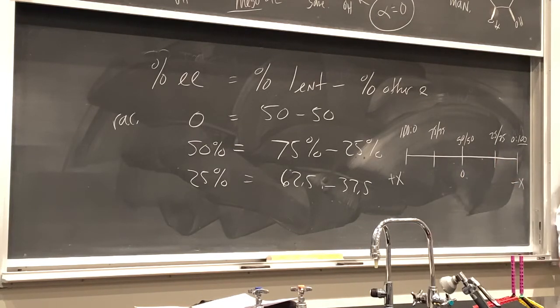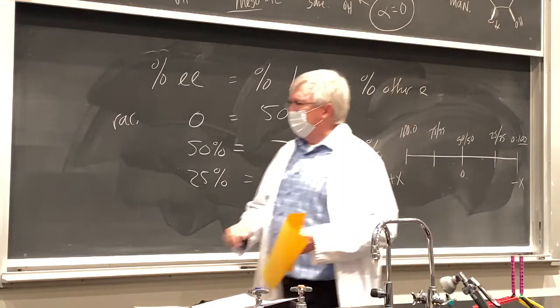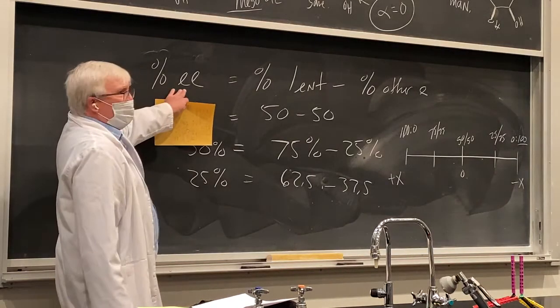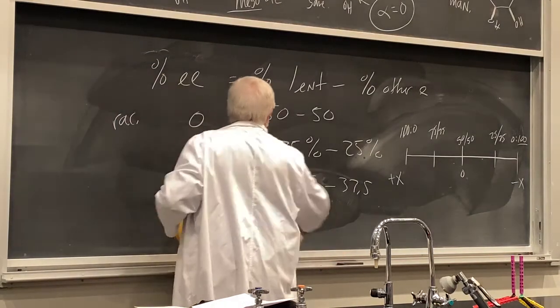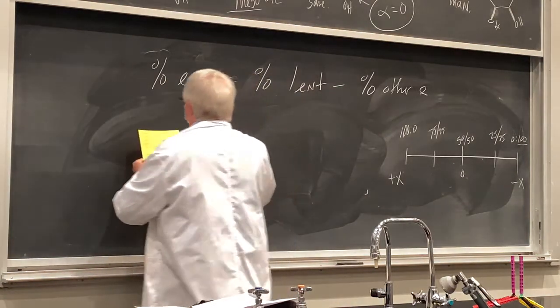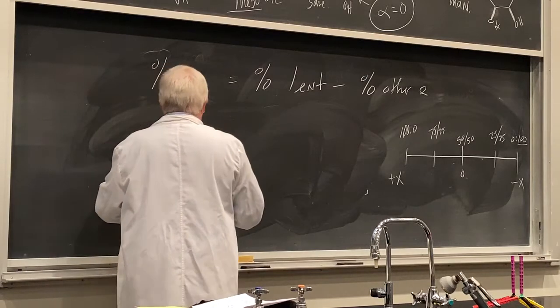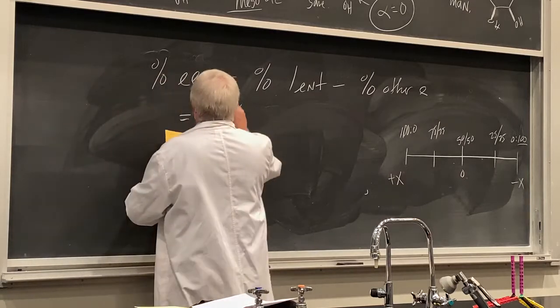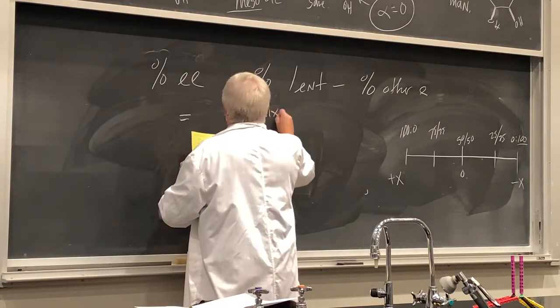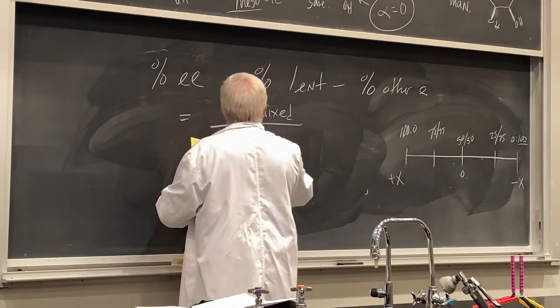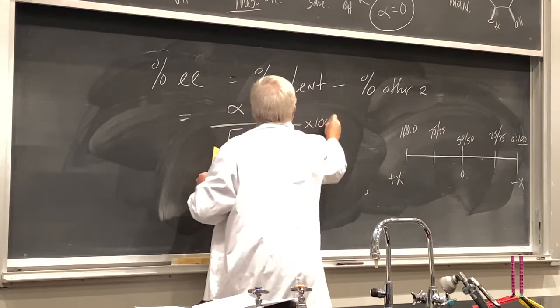So you kind of have to recalibrate yourself. This qualitatively, I think, helps you keep track of it a little better. Now, that's another way to keep track of percent enantiomeric excess. Let's look at that. That's where you have percent enantiomeric excess can be alpha of the mixed over the specific rotation of the pure enantiomer times 100.